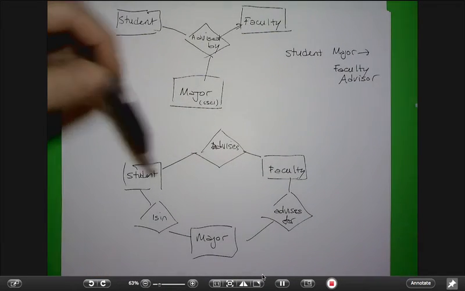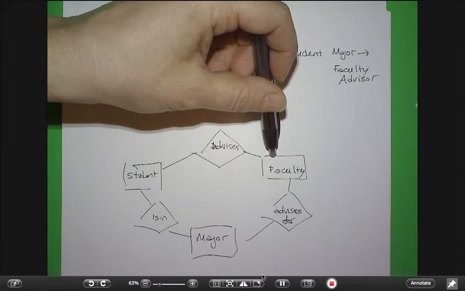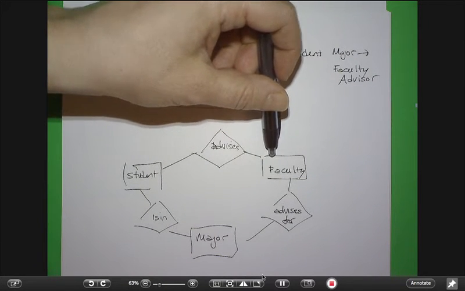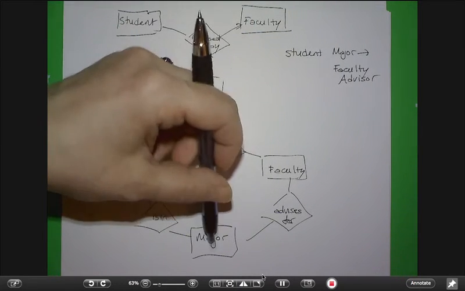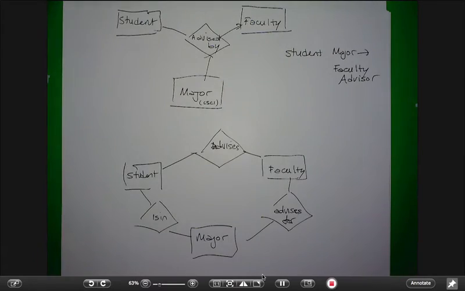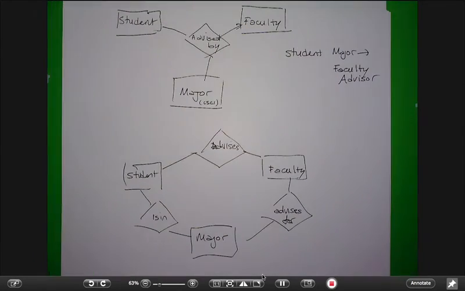So we can say that student can have multiple advisors, and faculty can have multiple students. Student can be in multiple majors. Majors can have multiple students. Faculty can advise multiple majors, and a major can have multiple faculty, right?